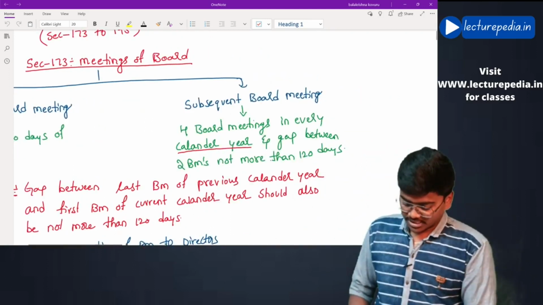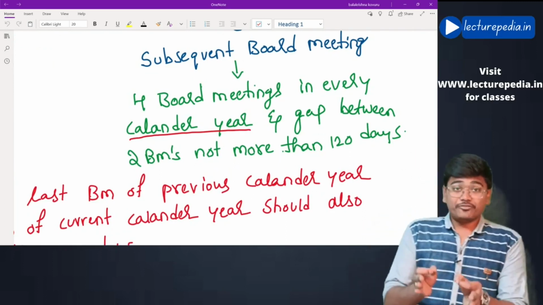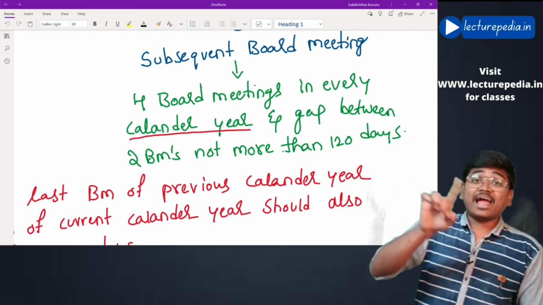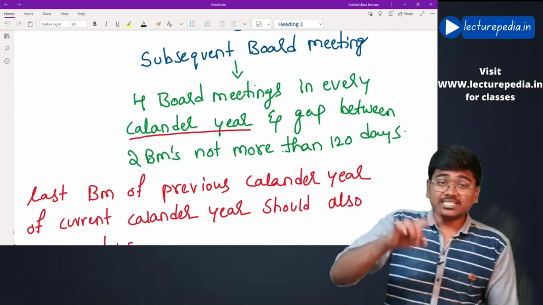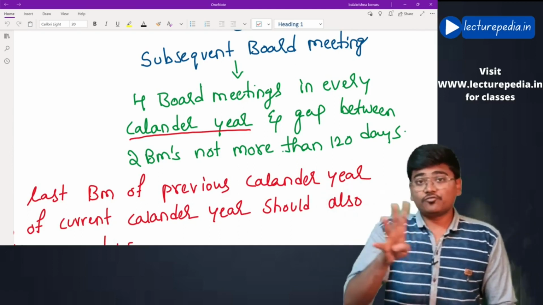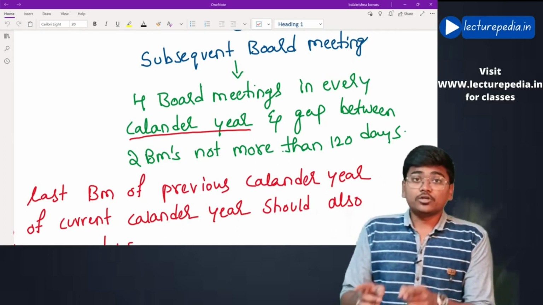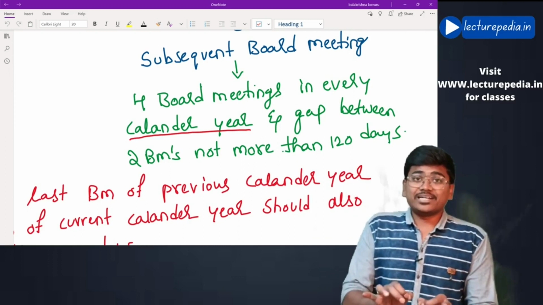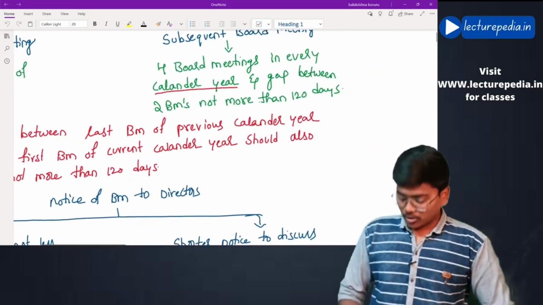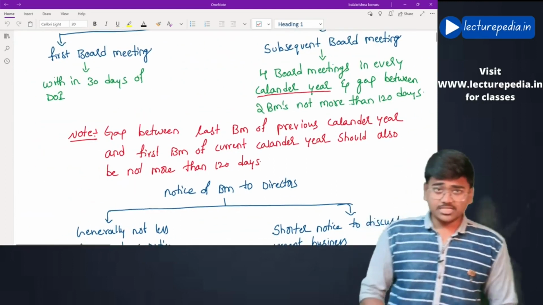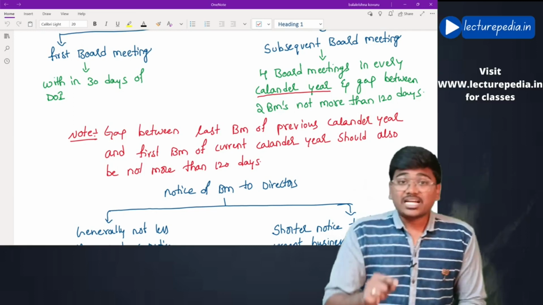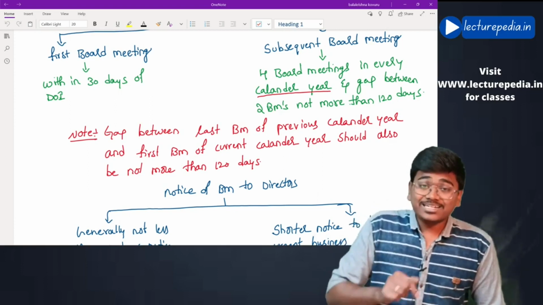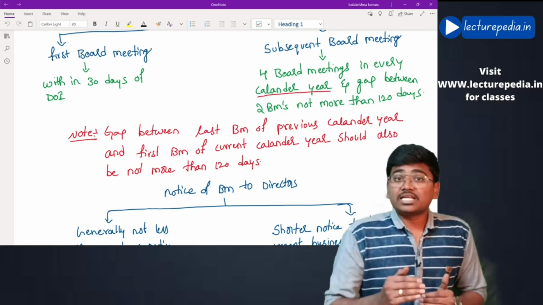And subsequent board meetings. Relating to subsequent board meetings, every company must conduct at least 4 board meetings in each calendar year. Okay, not financial year. In each calendar year, every company must conduct at least 4 board meetings. And the gap between 2 board meetings should not be more than 120 days. Hope that is clear. That is relating to subsequent board meetings. Now there is one important point, that is the gap between last board meeting of previous calendar year and first board meeting of current calendar year should also be not more than 120 days.